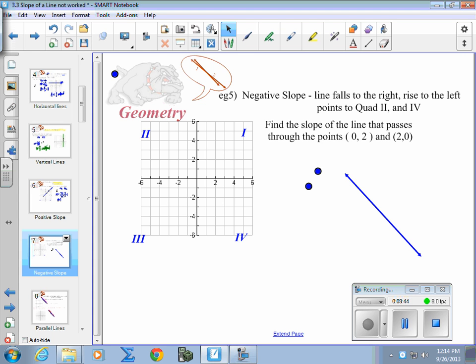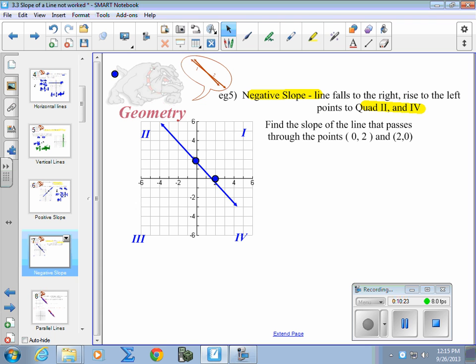We talk about a negative slope. A line that has a negative slope points to quadrants 2 and 4, and it rises to the left, or we could say it falls to the right. So here we have 0 and 2, and we have 2 and 0, and it has a negative slope.